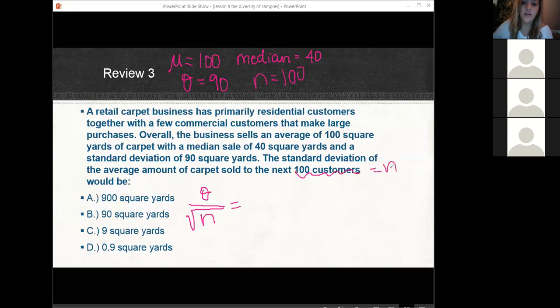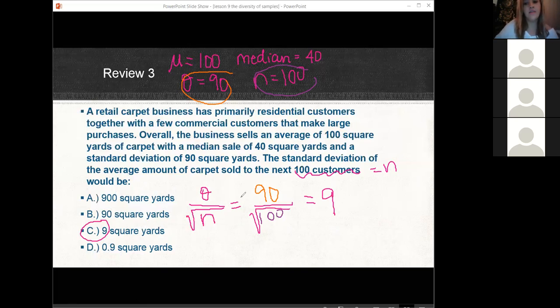So this is going to be n. So we have sigma over square root of n. What we want to do is go up here, find what sigma is, and that's going to be 90. Then divide that by whatever our n is. If we look up here, we see that n is 100. So then divide by the square root of 100, and solve this, and you're going to end up getting 9. So our answer is C in this case.